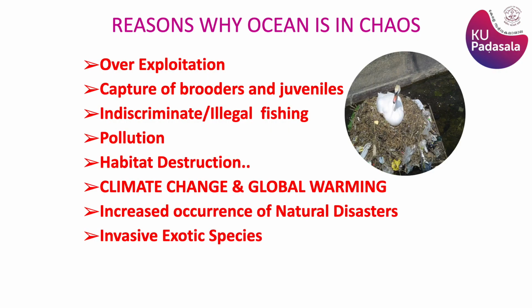The major reasons why the ocean is in chaos are categorized as overexploitation, capture of brooders and juveniles, indiscriminate or illegal fishing, pollution, habitat destruction, climate change and global warming, increased occurrence of natural disasters imposed by anthropogenic activities, and the introduction of invasive exotic species. Let us look at them one by one, with a quick run.